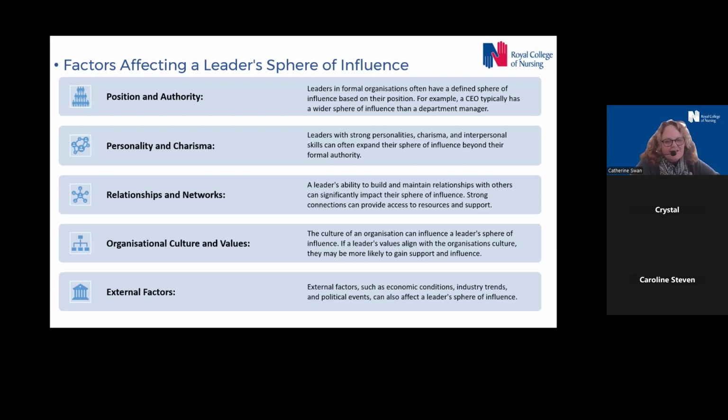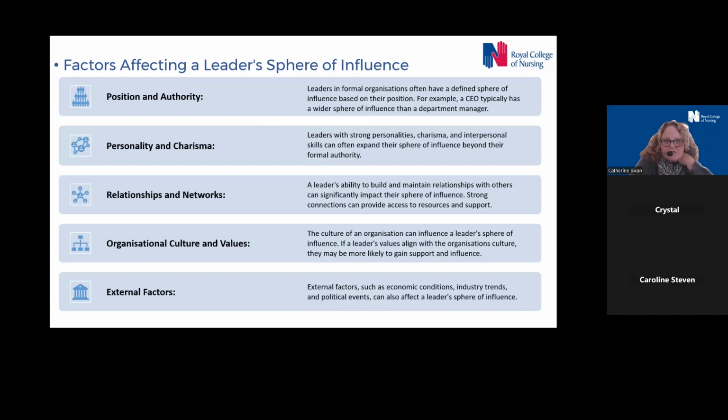Personality and charisma has a lot to do with it. We do know that leaders with strong personalities, charisma and interpersonal skills can often expand their sphere of influence beyond their formal authority. And we all know that. I'm sure there's someone you can think of and say, gosh, they would make a great leader. You will always find people that you work with that are really good. They're very sociable and they do all those things that you said earlier. And this is where their sphere of influence may be even wider than someone else's.